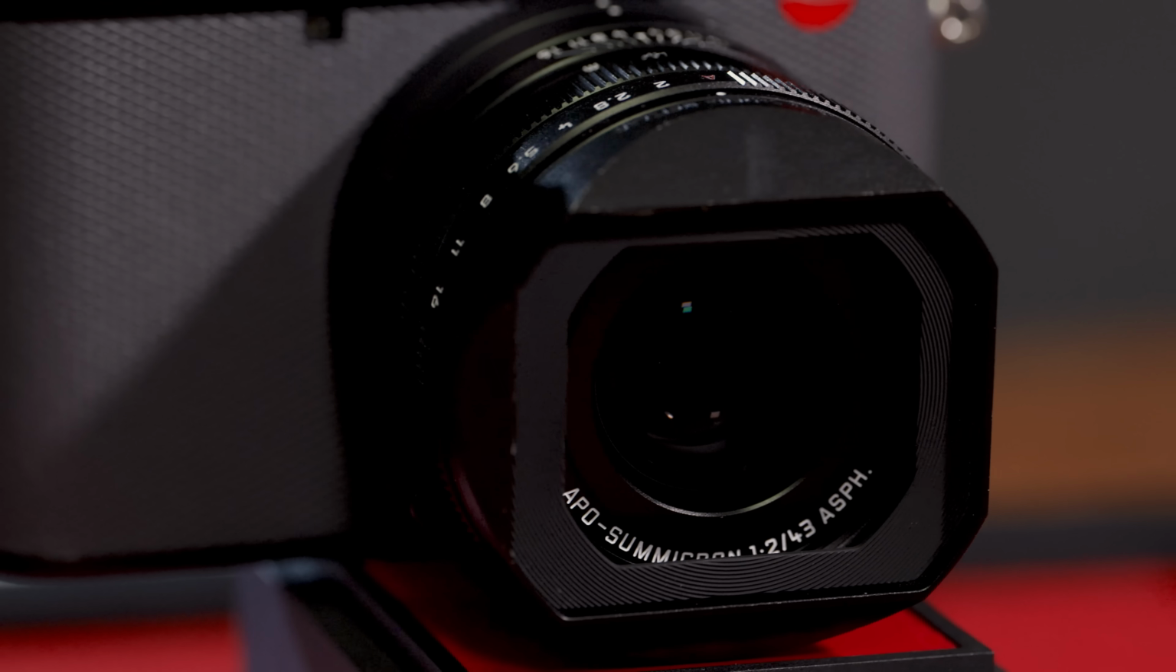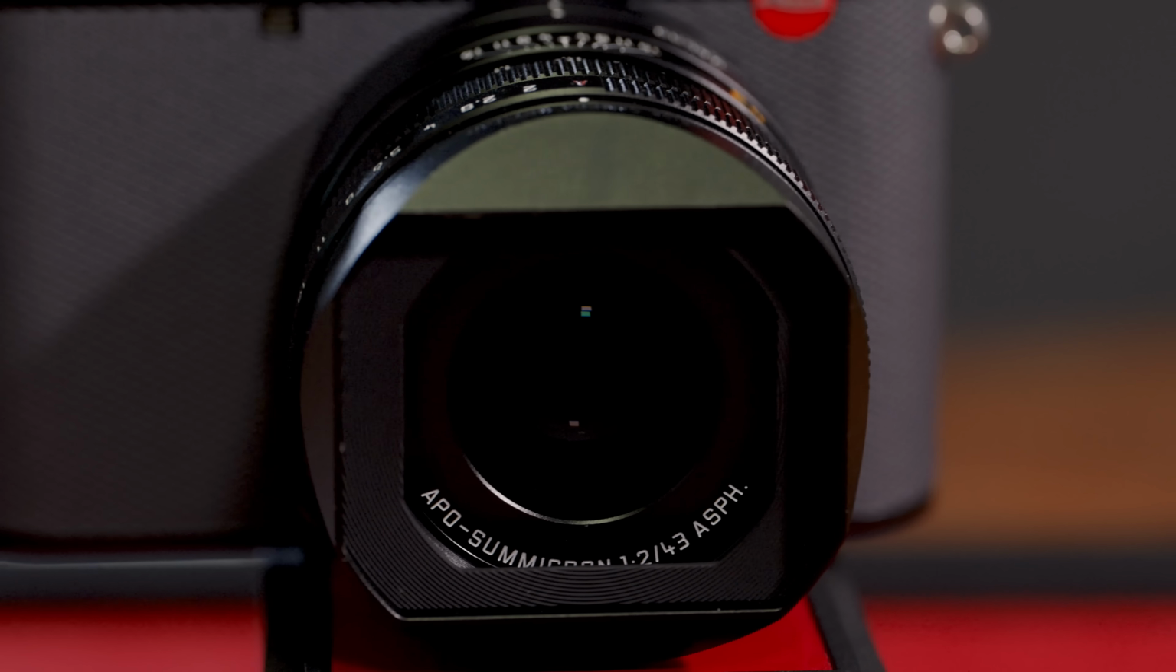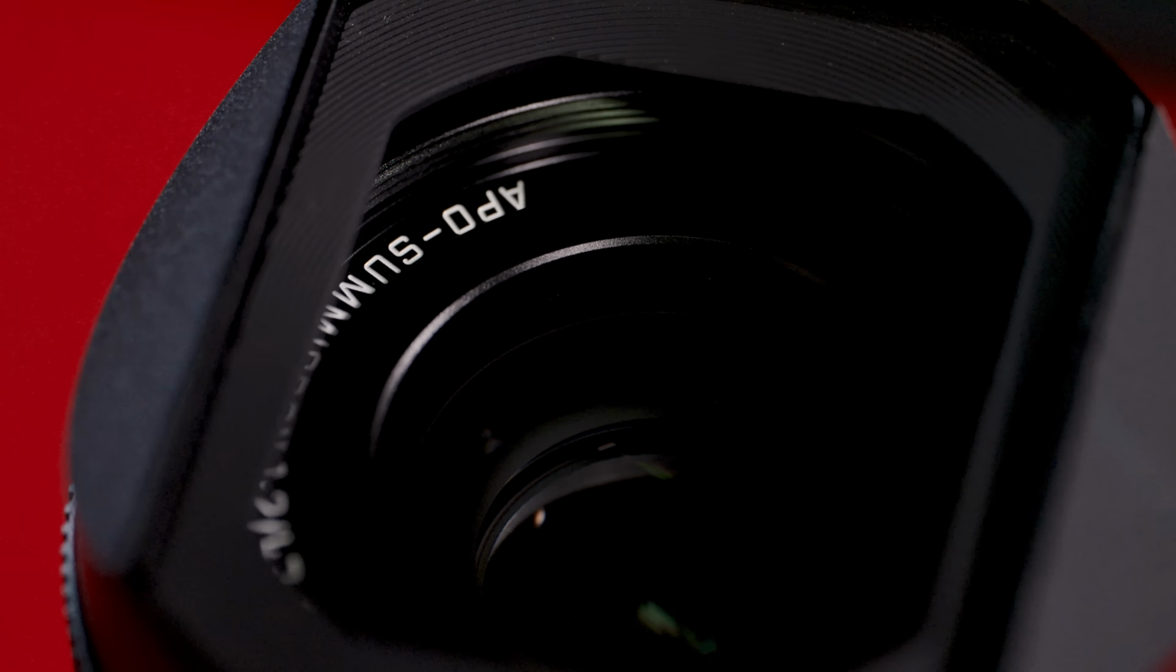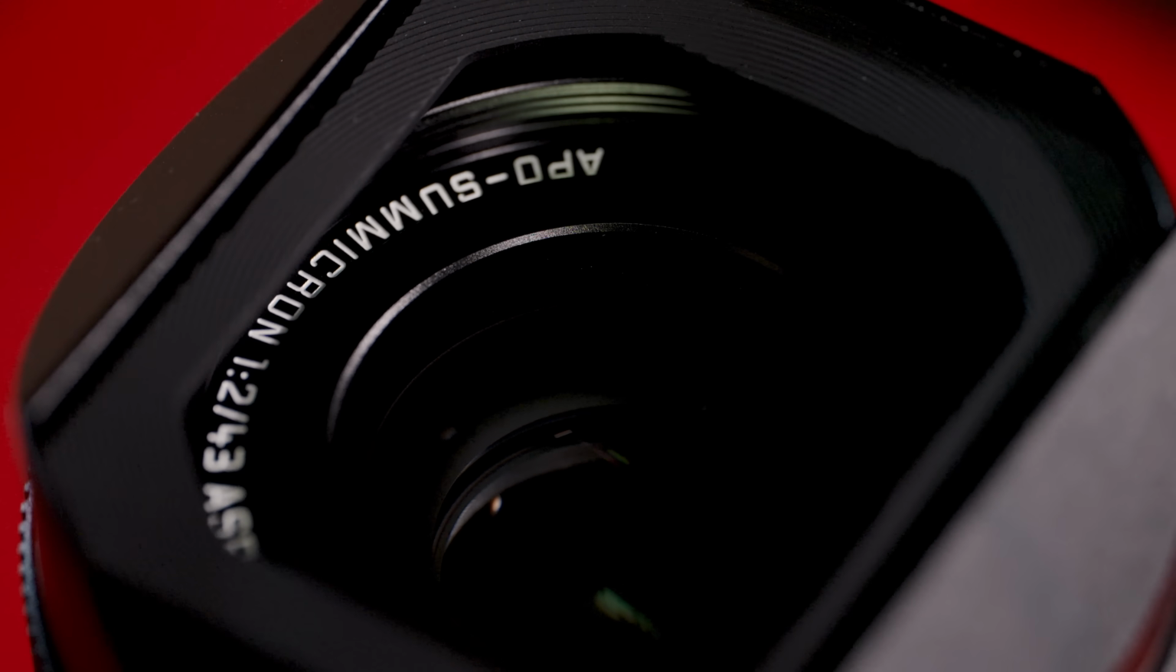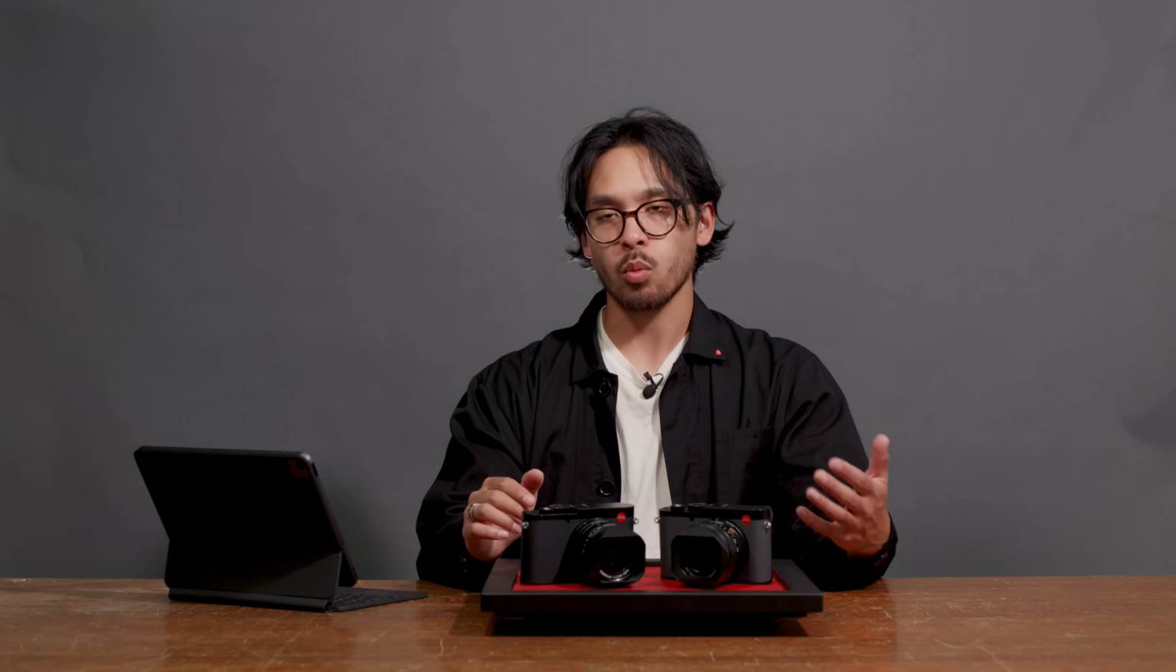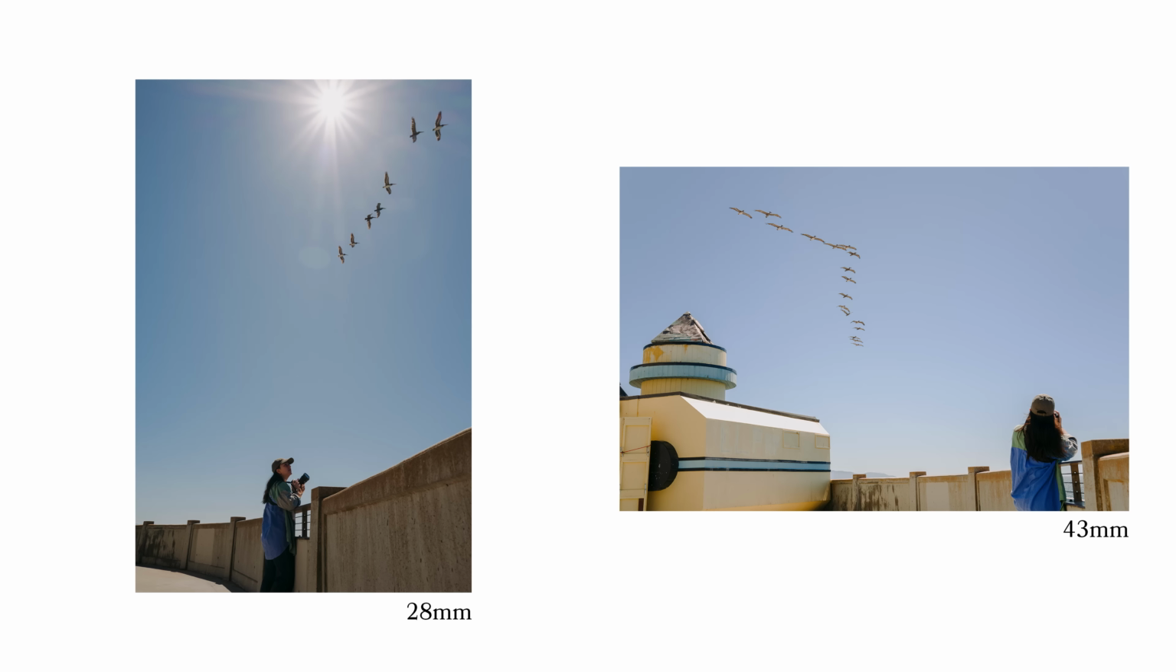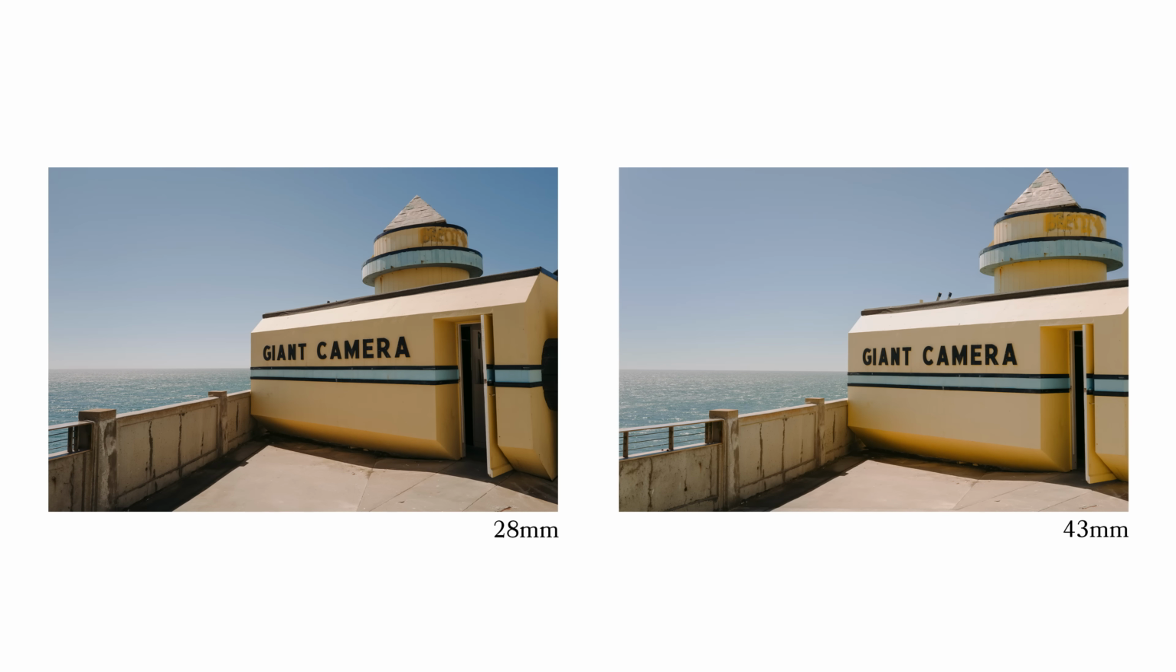The 43 millimeter has a unique focal length where it feels like a 35, but it feels like a 50 at the same time. It's obviously somewhere in between, but I think the added compression still gives a sense of scale, especially in your surroundings.